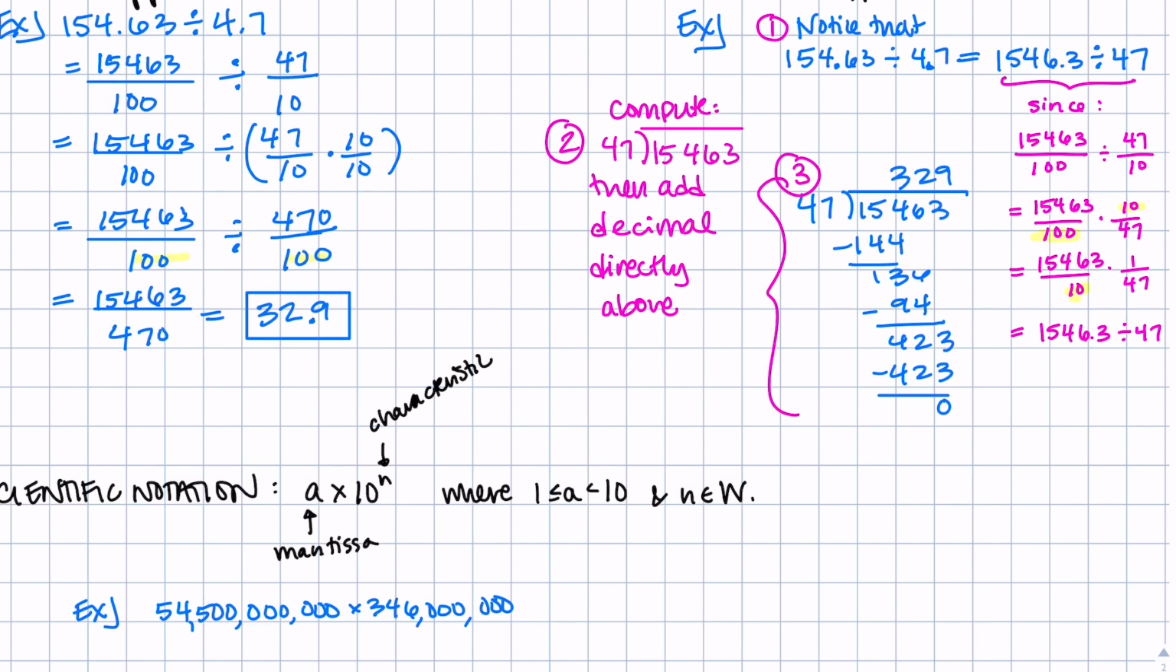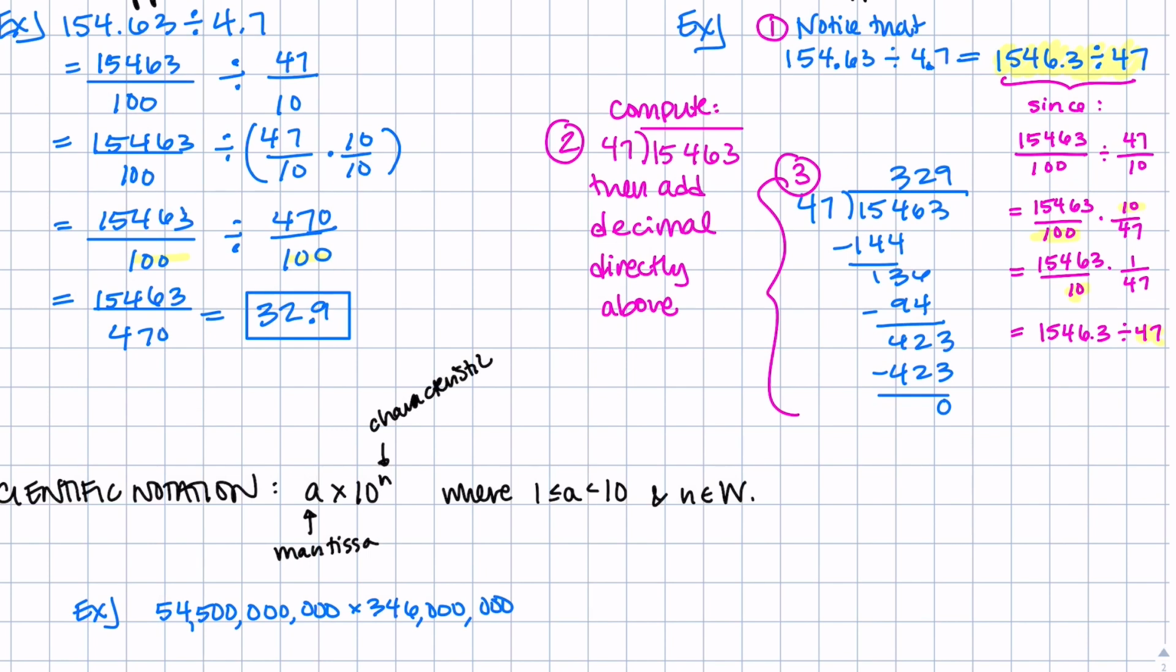So we could rewrite this as 1,546.3 in this first term, and then multiplying by 1 over 47 is really dividing by 47 in the second term. Okay, so what I'm trying to do here is just write this in terms of one decimal, instead of 2 like I had previously.